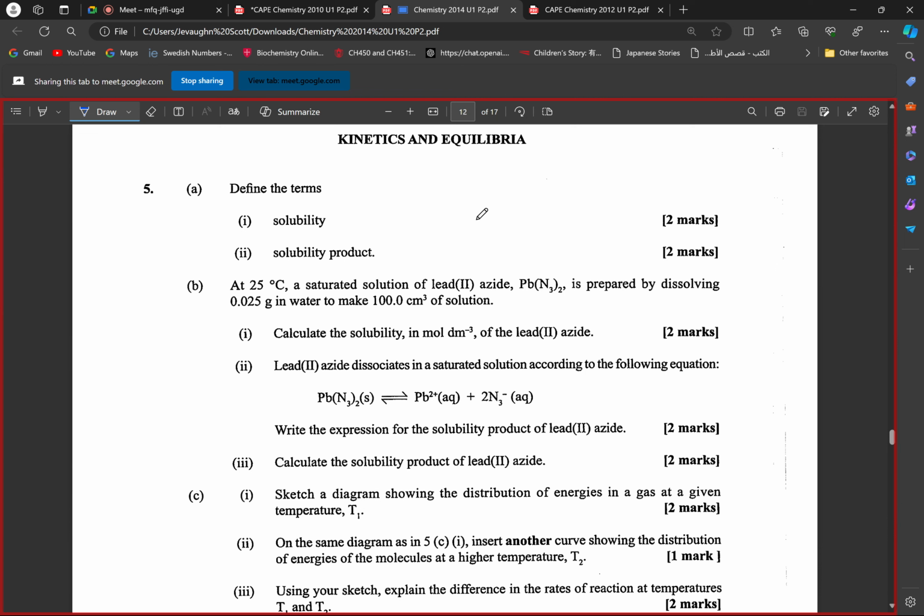Okay, what's the solubility of lead azide? That would speak to how much of it is dissolved in the solution. In this case, are we fine with using the mass concentration, or are we going to use the molar concentration? We must look at it in moles per dm cubed, so molar. Lovely. So we need the molar mass of lead azide.